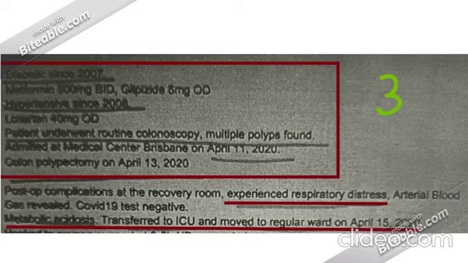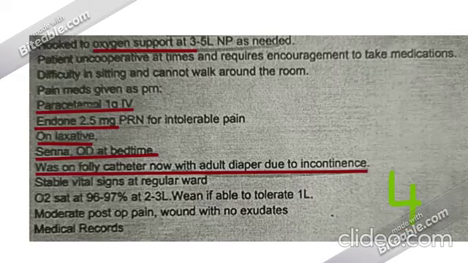Then they have given some post-operative complications and how they have been managed. Post-operative complications in the recovery room: experienced respiratory distress, arterial blood gas revealed metabolic acidosis, COVID-19 test negative, and transferred to ICU and moved to a regular ward on April 15, 2020. Patient is on oxygen support at 3 to 5 liters per nasal prong as needed. Patient uncooperative at times and requires encouragement to take medications. Difficulty in sitting and cannot walk around the room. Pain medication given, paracetamol, and laxative, Senna. Like that, many medications were there. In addition, she was on a Foley's catheter.